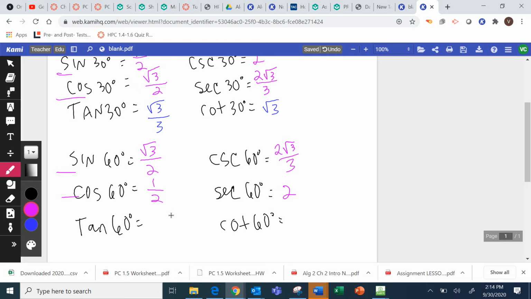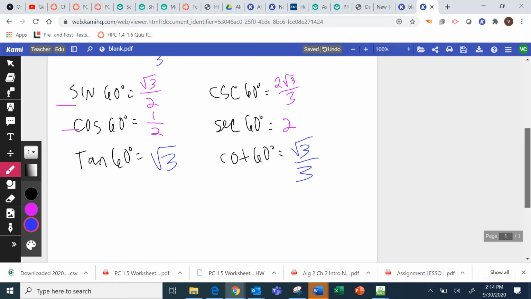Tangent of 60 and cotangent of 60 are related to tangent 30 and cotangent 30. They're just switched. So when you go to memorizing these things, it should be pretty easy because all of those are the same for 30s and 60s. They're all the same. They're just switched around. So then you only have 1 more triangle to memorize.